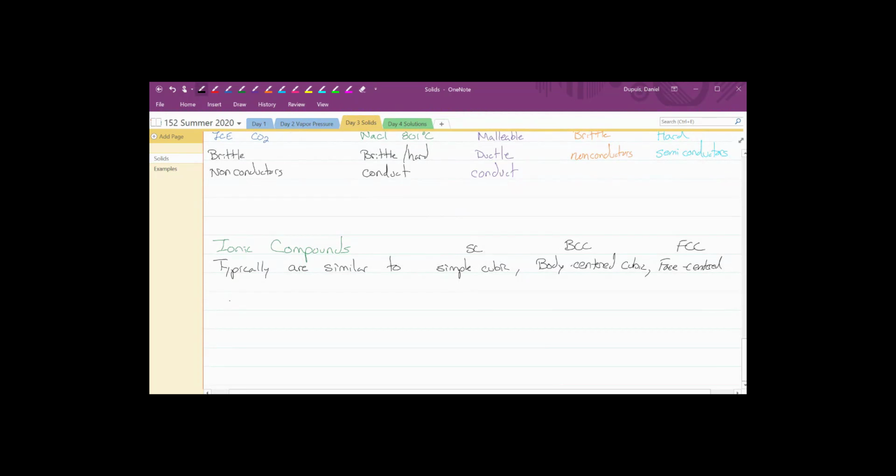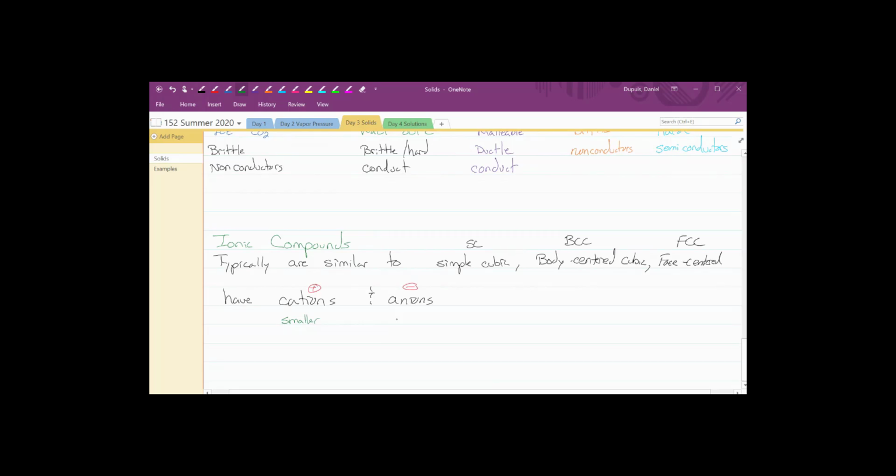So they have cations and anions. Right. So we got positive and negative. The cations are smaller, right? Because we lost volume, because the volume is due to the electrons, and anions are larger. So that means the cations are usually in holes, and the anions are in the lattice points.